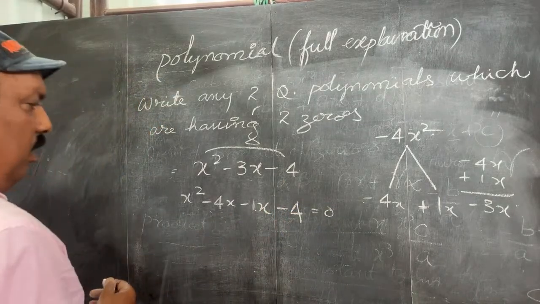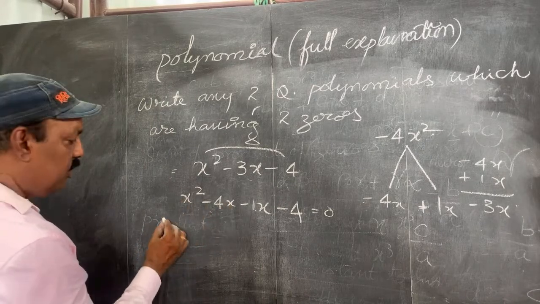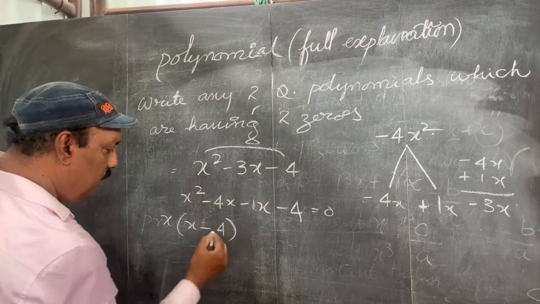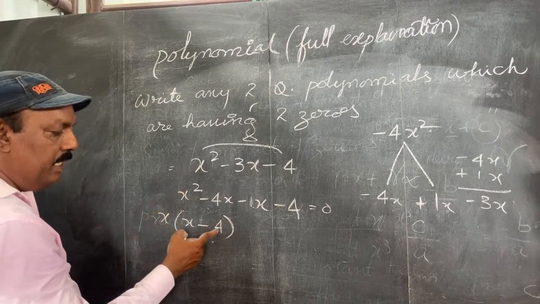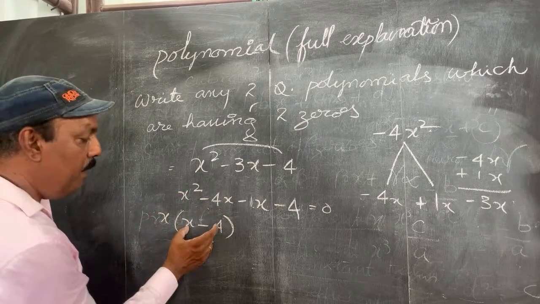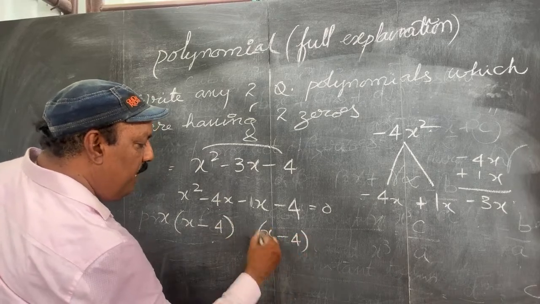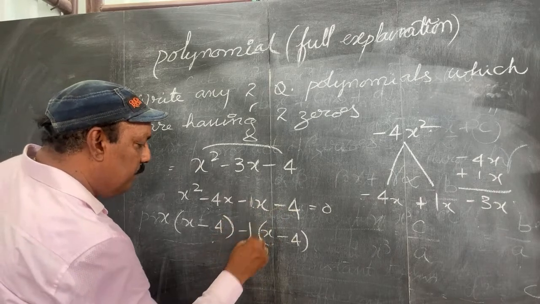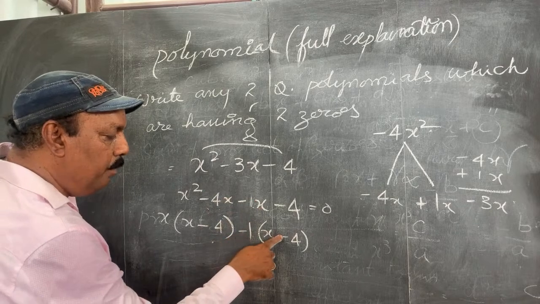Now next, here x is common, so x is taken as common. X minus 4: x into x is x square, x into minus 4 is minus 4x. Same thing you have to keep here, x minus 4, without any problem. But how do we get this one? Minus 1 into x is minus x, and minus into minus.